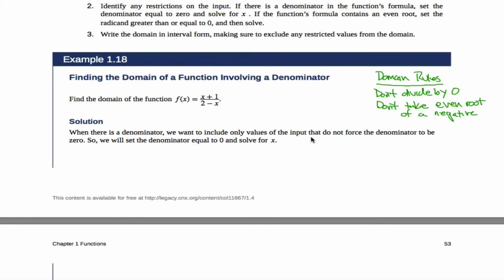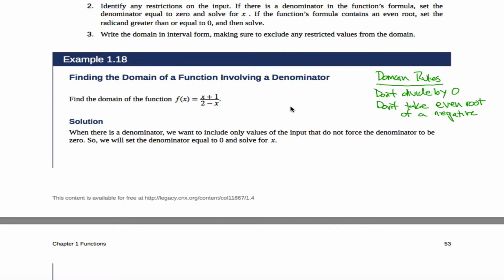1.18 from the PreCalculus OpenStax book. Essentially, you're being asked to find the domain of this function right here. In other words, what numbers can you put into this machine? Well, you can put in any numbers that won't break the machine, that won't give you some undefined output.